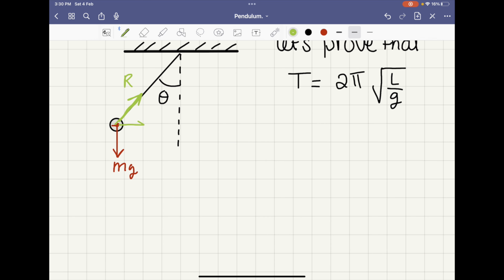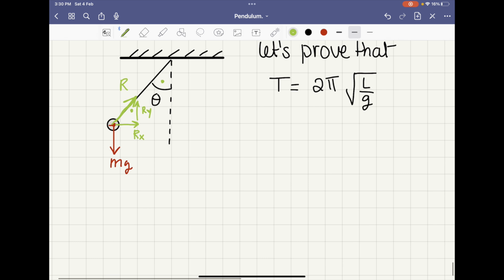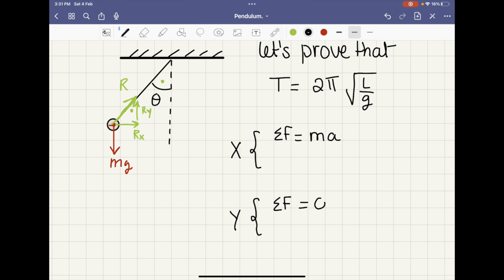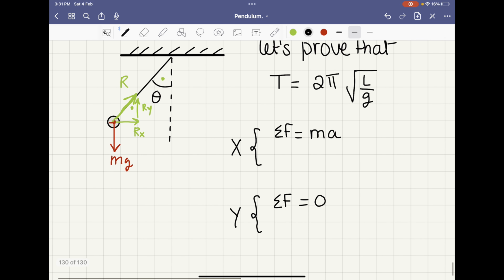You remember that we need to find the X component of R, the force of tension, Rx, and the Y component of the force of tension, Ry. And remember that this angle is exactly equal to this angle theta. Now we know that our system should be split between the X and the Y, all the forces acting on X and all the forces acting on Y. The motion is solely happening on X, so the sum of the forces is equal to ma, while here the sum of the forces according to Newton's law is equal to 0.